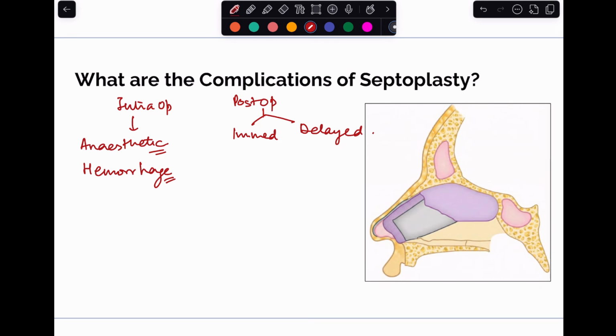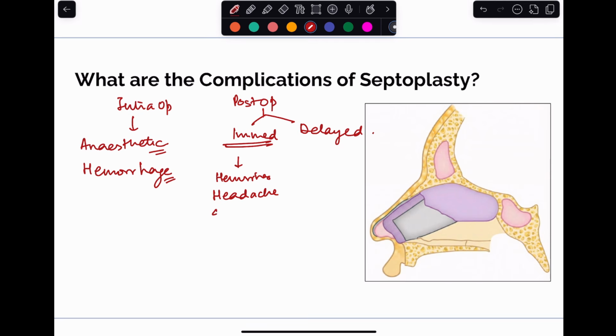Next, moving on to the postoperative ones. Now, the immediate postoperative complications can again be hemorrhage. There can be headache. Now, headache can happen because of tight nasal packing. So if you have packed the nose very tightly, that can actually cause headache to the patient.